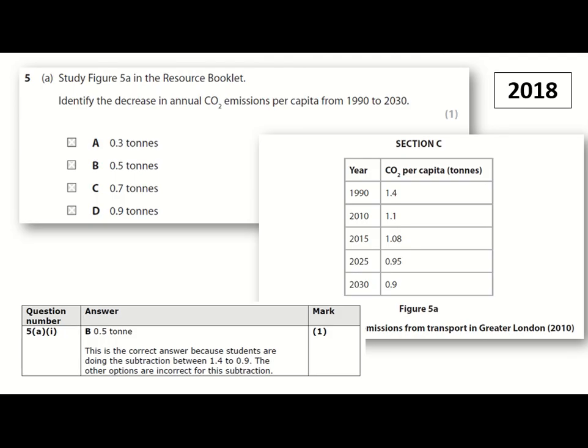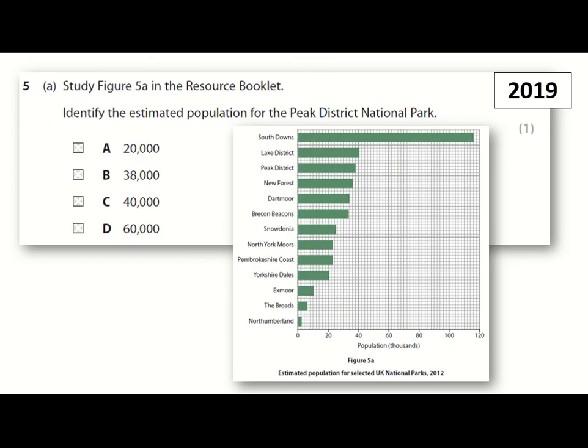Now 2019, the first question, is a graph rather than a table, but it says study figure 5A in the resource booklet, identify the estimated population for the Peak District National Park. Pause the screen, off you go, and then when you're ready, unpause.